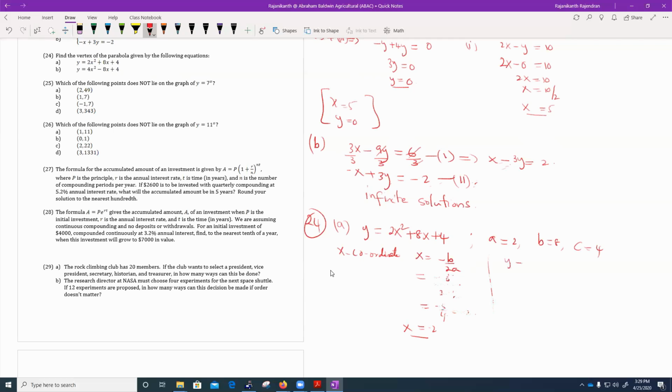So the y coordinate is simply 2 times negative 2 squared, plus 8 times negative 2, and plus 4. Okay, and simplify this. Negative 2 squared is positive 4. 4 times 2 is 8. This is minus 16 and plus 4. So this will give you negative 4, right? Negative 4. Therefore, the coordinate of the vertex is going to be negative 2 and negative 4.